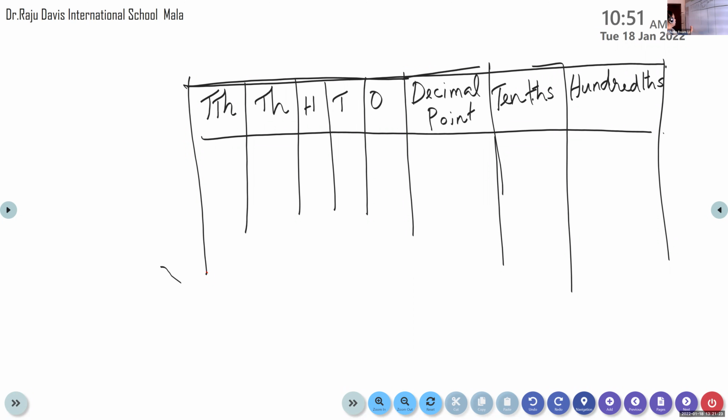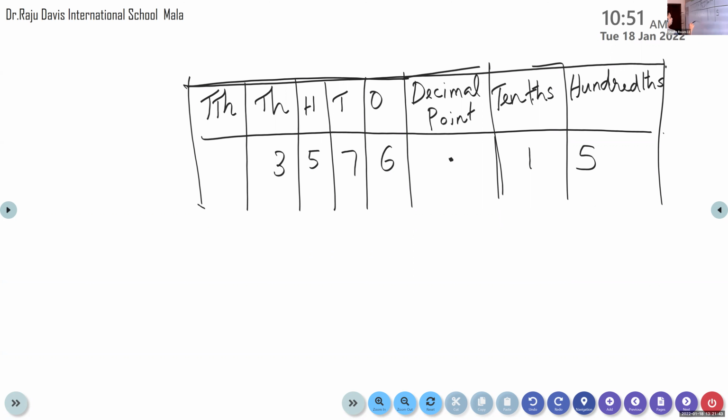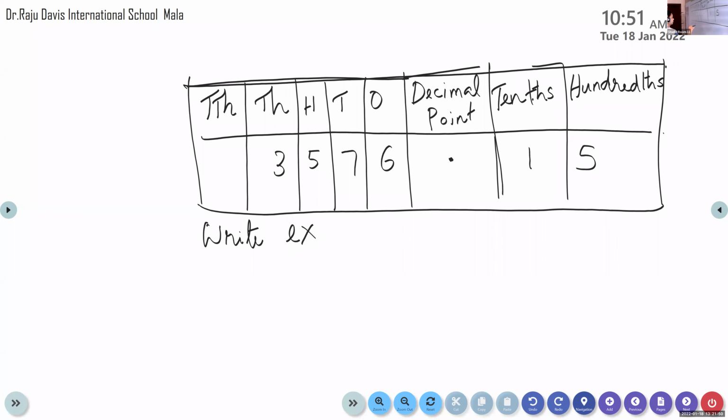So I will write one number here. You have to write it in expanded form. Ma'am, we have to write in the box also? First, you write the number in the place value chart, then below that, you have to write the expanded form. This is question number 7.